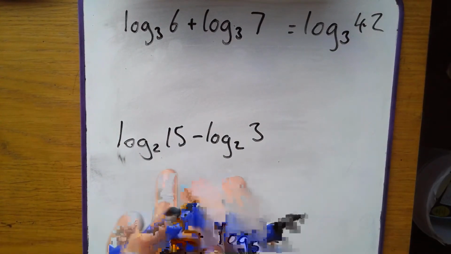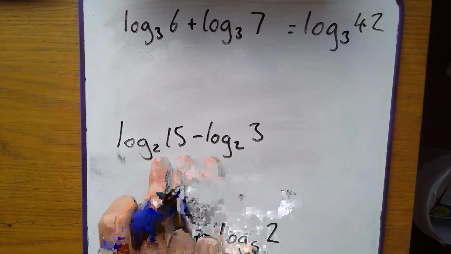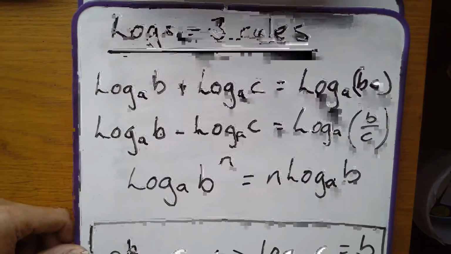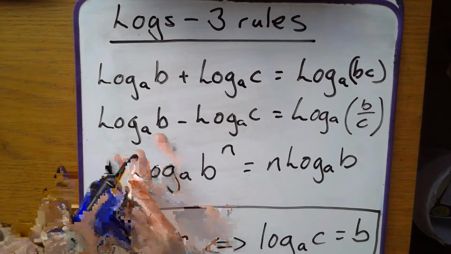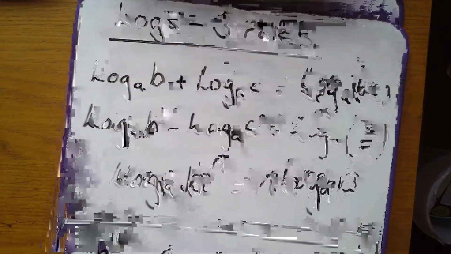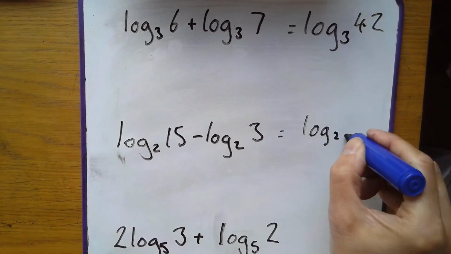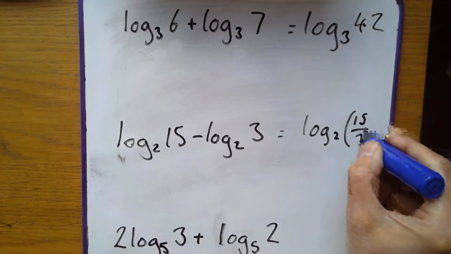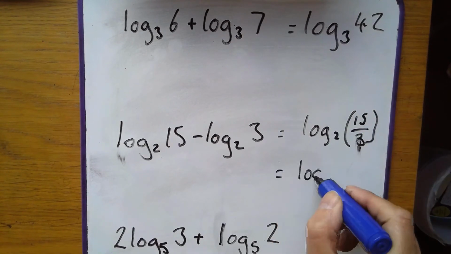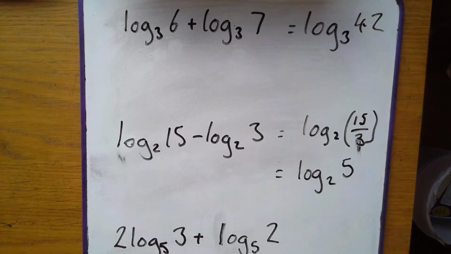Okay, the next one, I've got log to a base. Doesn't matter what the base is, as long as these two are the same. And this time it's a subtract. So I can use my second law, log to a base of a number minus log to the base of a number. So I do the divide and bring them into a single log. So I end up with log base 2 of 15 divided by 3, which equals log base 2 of 5.